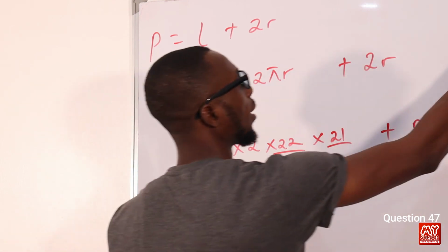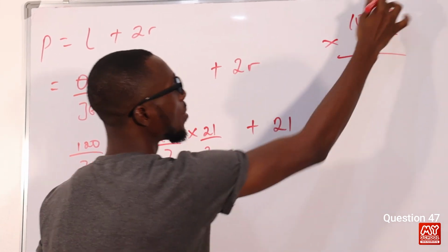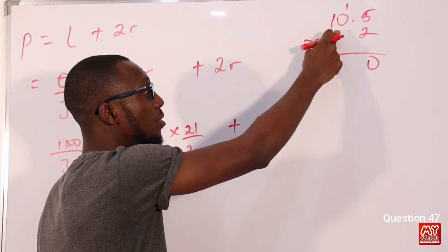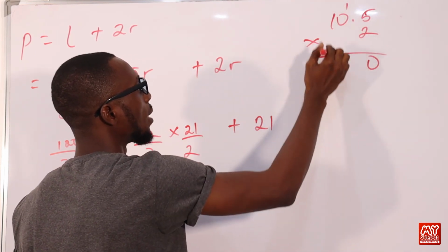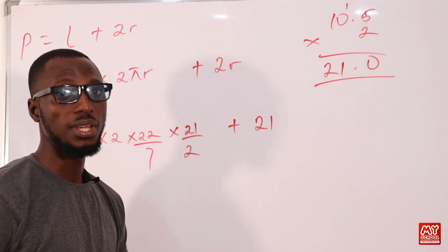All right, in case you would like to prove this. 2 times 5, we have 10, 0, carry 1. 2 times 1, that is 2, plus 1 is 3... 2 times 0, that is 0 plus 1, that is 1. 2 times 1, that is 2. So you can see we have 21.0. Okay, that is the logic.